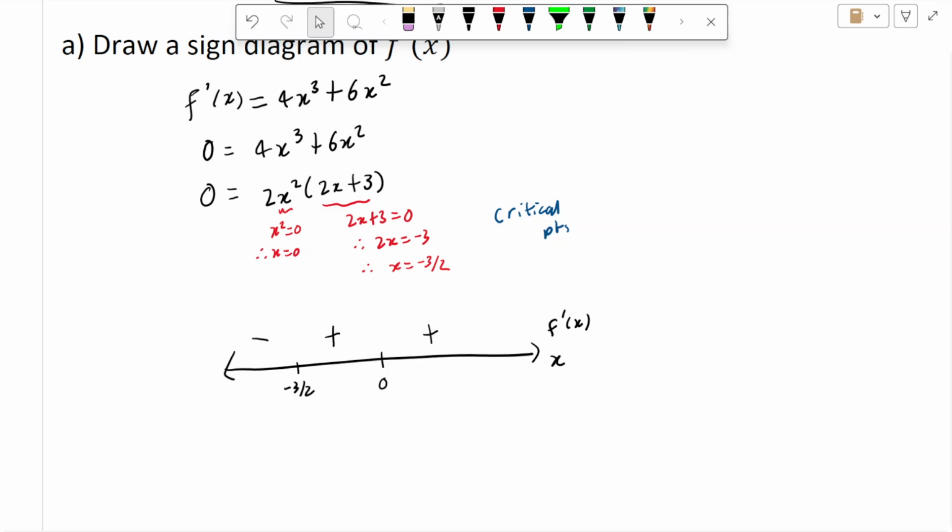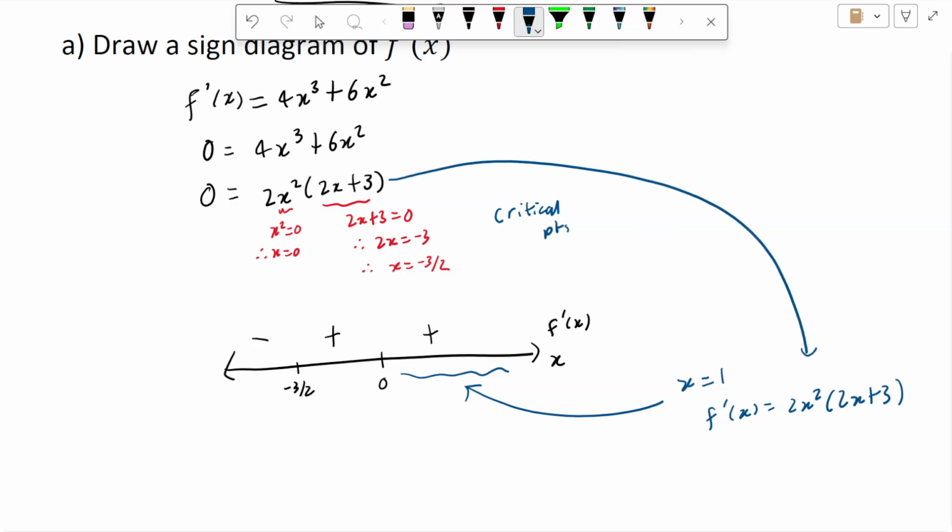The other way that you can do it is by picking a value. So, for example, in this range, I could pick x equals 1, which is in that range, and then I could plug it into the derivative. So f dash of x was 2x squared times 2x plus 3. That's what we learned from that bit there. And if I plug in f dash of 1, I get 2 lots of 1 squared, and then 2 lots of 1 plus 3. Now, I don't really care too much about what the actual number is, but I know that's positive, which is why I put a positive there.